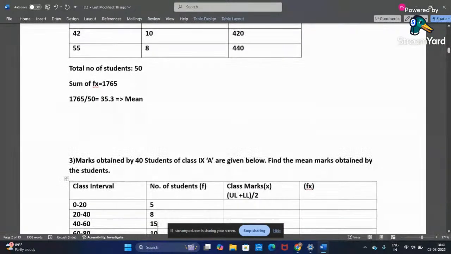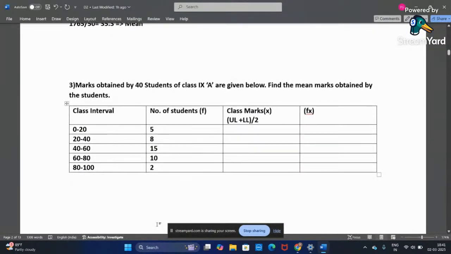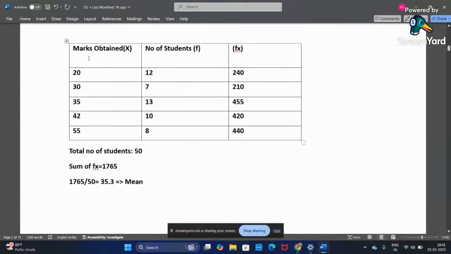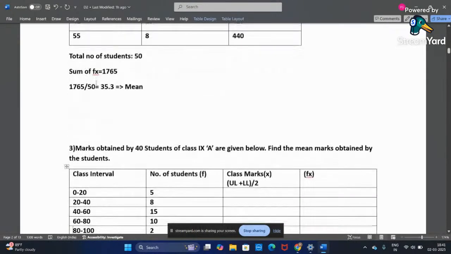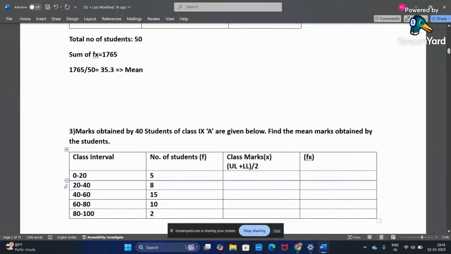Okay. Next, we'll move on to the third one. Marks obtained by 40 students of class 9th A are given below. Find the mean marks obtained by the students. To find the mean, here they have given class intervals and number of students. In the previous question, they gave the marks, but here they did not give the exact marks; they gave intervals, like between 0 to 20 marks, five students have scored. Likewise, they have given the marks here, 20 to 40. Interval-wise, they have given the marks.